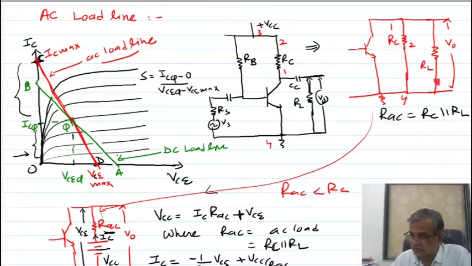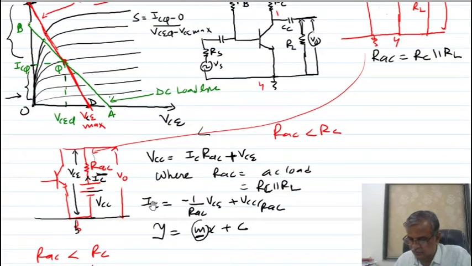So if you calculate the AC load offered by this output section, it will be RC parallel RL. So my equation of the line will change. You can see this circuit: VCC is equal to IC RAC plus VCE. From this I can write the equation of the line: IC is equal to this equation. Y is equal to MX plus C. So the AC load line has a slope of minus 1 upon RAC.